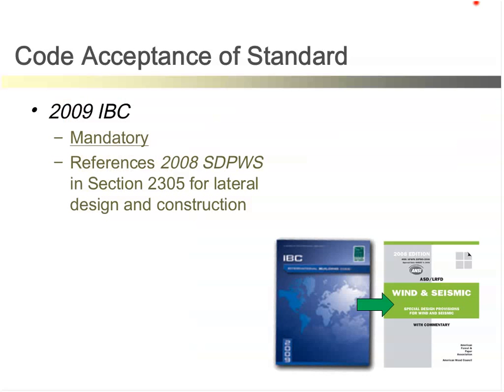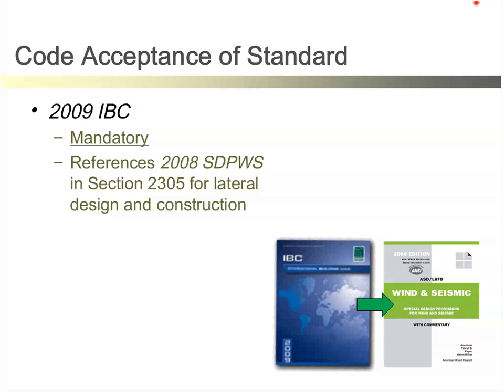So as I mentioned, the wind and seismic provisions are referenced in the IBC, the International Building Code. In the 2009 IBC, the reference to the standard is actually mandatory. In the 2006 IBC, the reference to the 2005 wind and seismic provisions was optional. And what you're seeing happen there is that these wind and seismic provisions are being taken from the code and incorporated into an ANSI consensus standard.